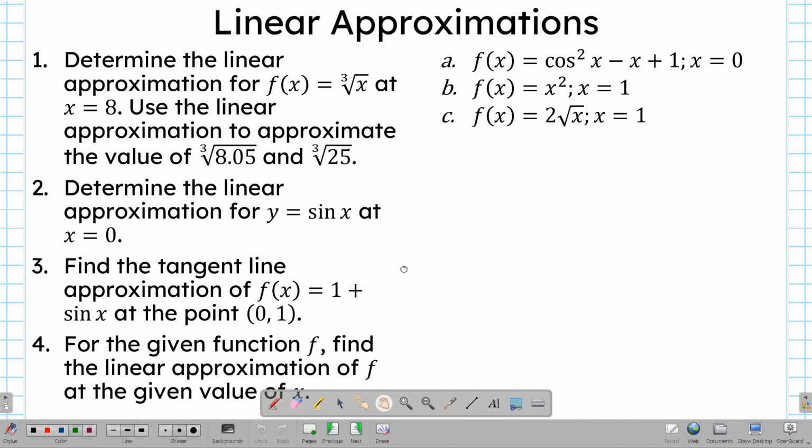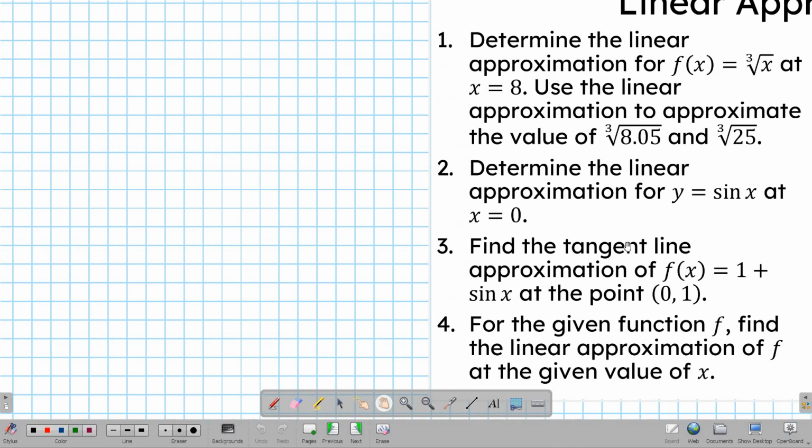So let's take a look at number 1. For example, we are asked to determine the linear approximation for f of x is equal to cube root of x at x equals 8. And we are asked to use that approximation to determine the value of cube root of 8.05 and the cube root of 25. So first, we have the function f of x is equal to the cube root of x. We want to find its linear approximation at x equals 8.